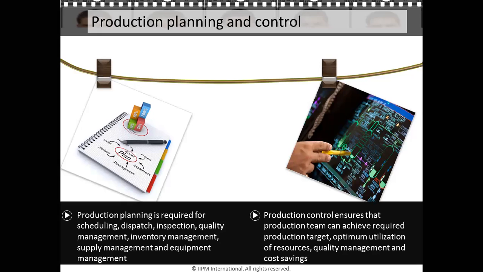Production planning is required for scheduling, dispatch, inspection, quality management, inventory management, supply management, and equipment management. Production control ensures that the production team can achieve the required production target, optimal utilization of resources, quality management, and cost savings.